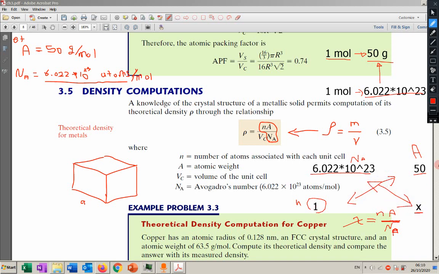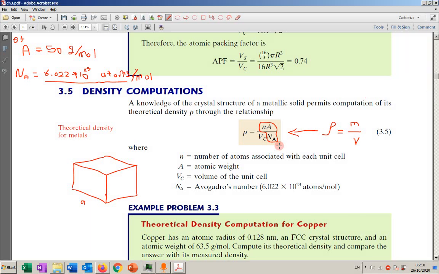Number of atoms times atomic weight over Avogadro number is going to give you the mass of atoms. N here stands for the number of atoms, it's written here, the number of atoms associated with each unit cell. A will be atomic weight, Vc is the volume of the unit cell, and Na is Avogadro number. Now this is the base equation that we're going to use for density computation. Now, let's see how we use this equation in the calculation.